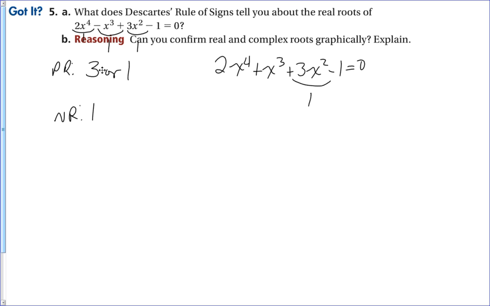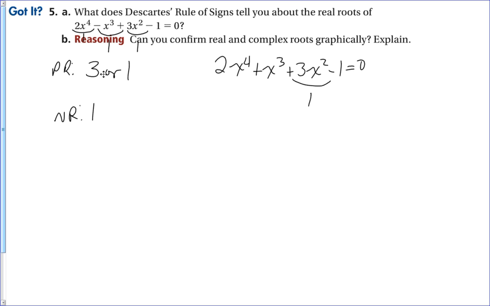So we're going to have 1 negative root, and we're going to have either 3 or 1 positive zeros. Okay? So that answer is letter A. We're going to have 3 or 1 positives and only 1 negative. Now, can you confirm real and complex roots graphically? Yes, you can. I kind of just went over that.